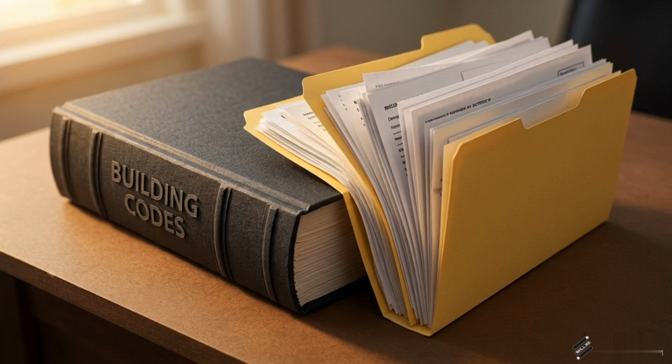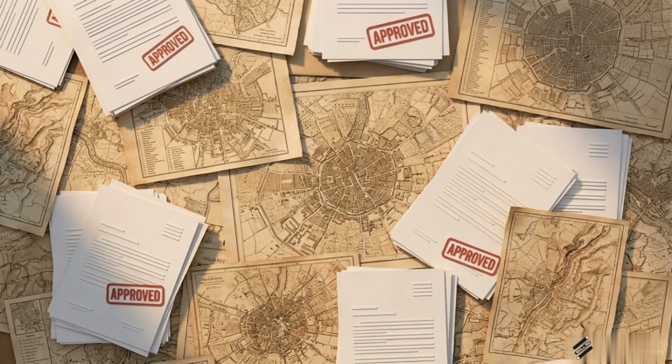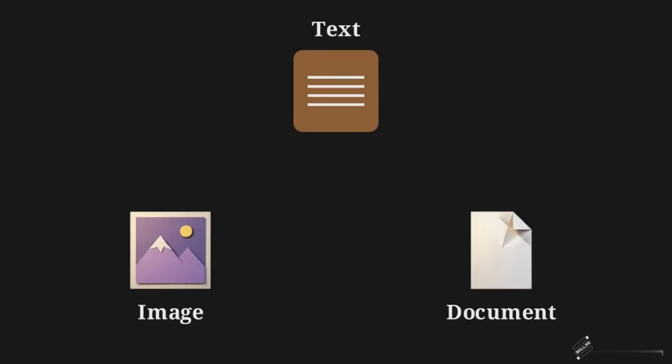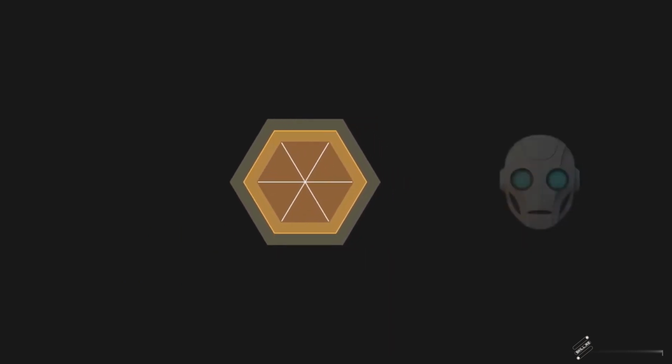These are the thick stacks of local building codes, historical records, and background rules that give the project its necessary context. This diagram shows how it comes together. When you combine those three distinct inputs, the text, the image, and the document, they merge into a single, unified set of instructions for the assistant.